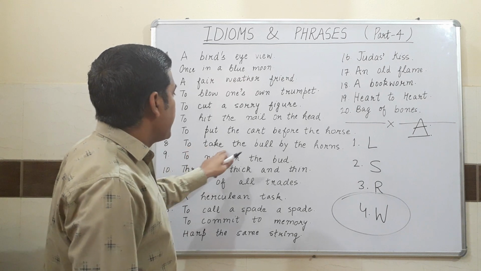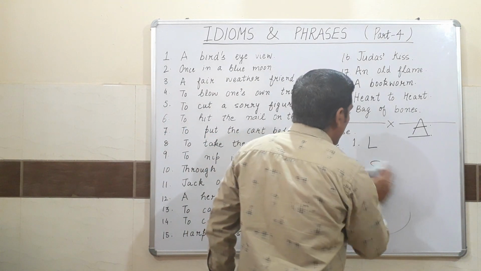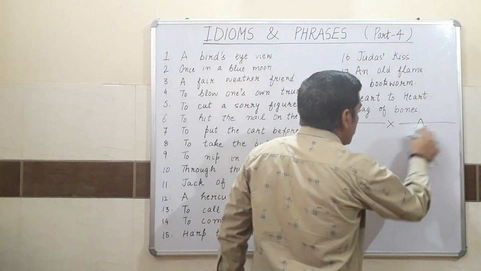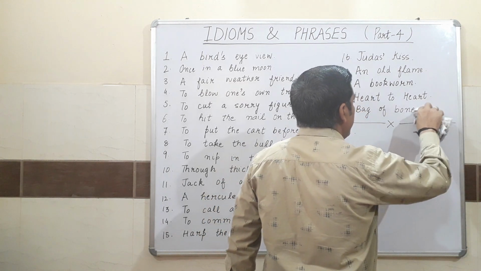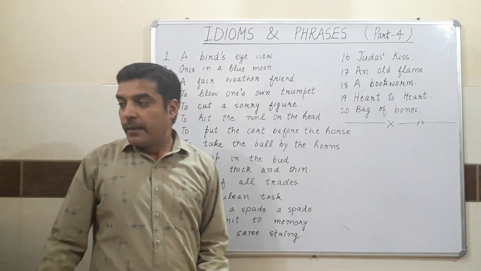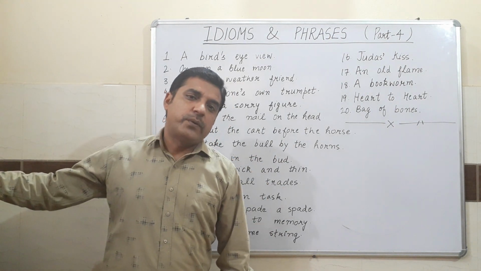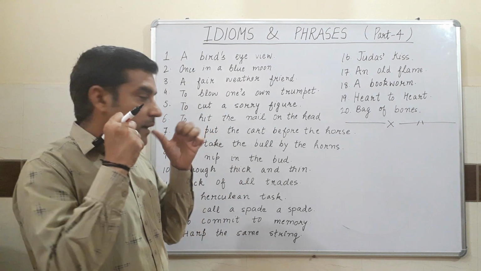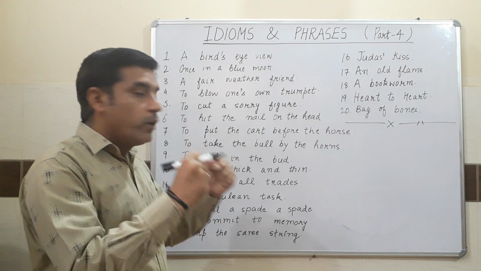Eight says to take the bull by the horns. To take the bull by the horns is to face a difficulty in a bold manner. When you don't try to run away, you have to face this difficulty. You have to take the bull by the horns.